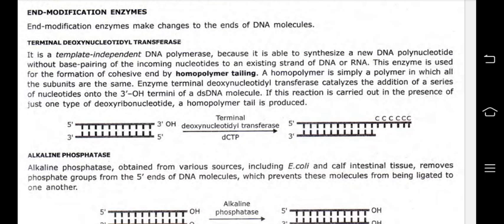Enzyme terminal deoxynucleotidyl transferase catalyzes the addition of a series of nucleotides onto the 3' OH termini of a dsDNA molecule. If this reaction is carried out in the presence of just one type of deoxyribonucleotide, a homopolymer tail is produced. So 5' to 3' reduction, terminal deoxynucleotidyl transferase, dCTP.